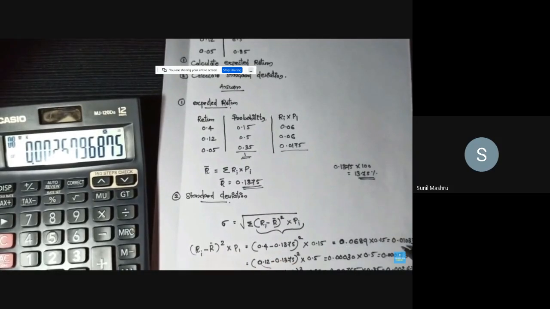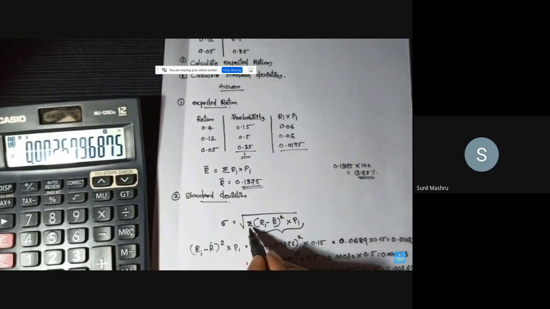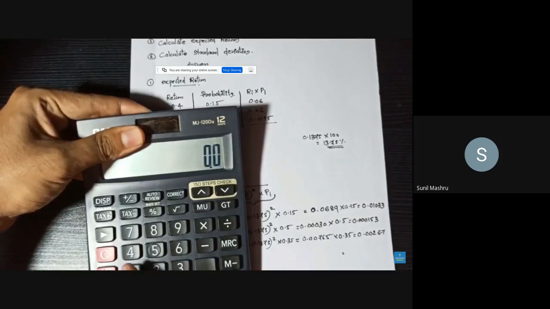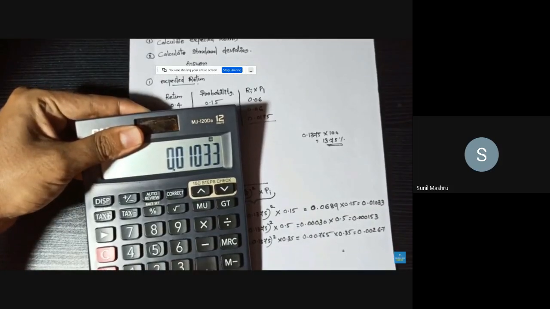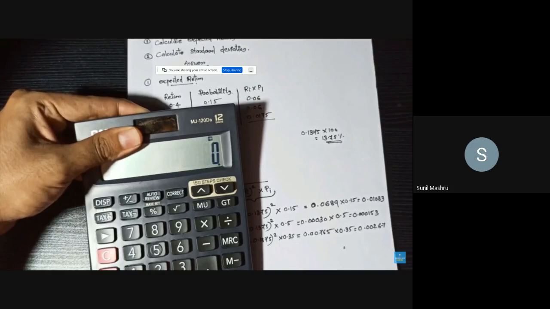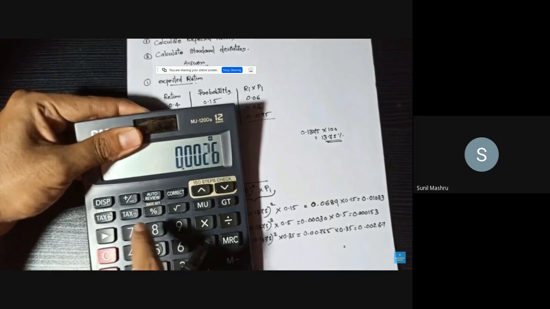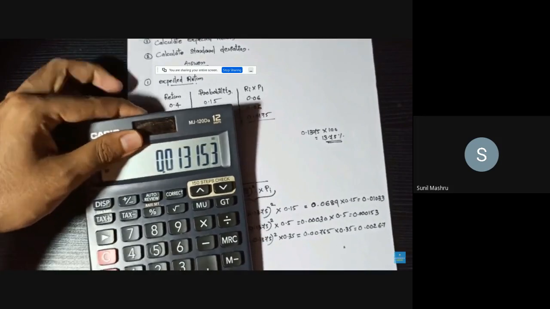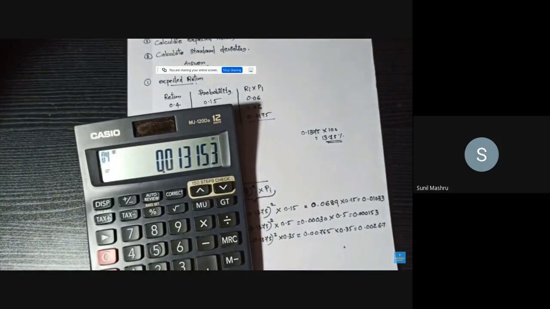Now we have to add all these three figures. That is why it is called sigma. Sigma means we have to add all these Ri minus R bar square into Pi. So that is equal to 0.01033 plus 0.000153 plus 0.00267. That is equal to 0.01315.